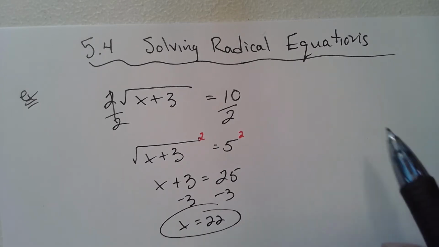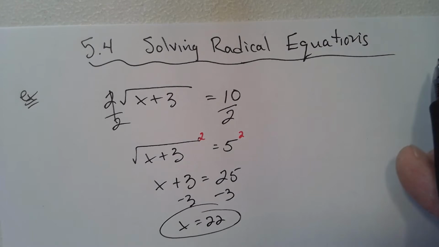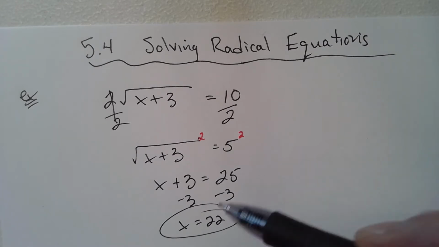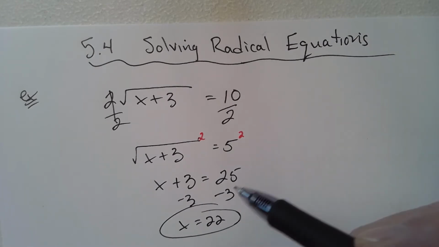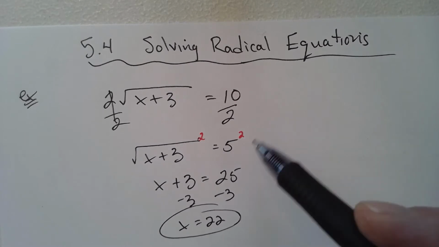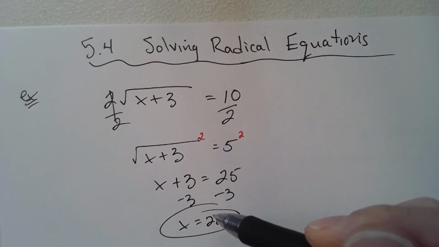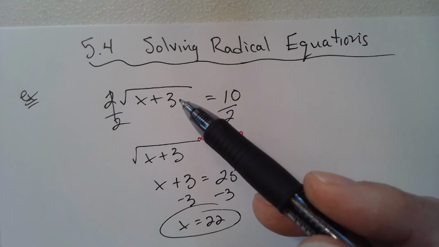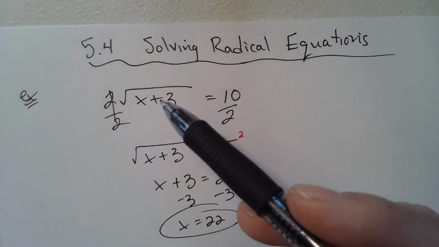Now there's going to be solutions that don't turn out to be actual solutions. They're called extraneous solutions. An extraneous solution is when you do all the algebra correctly, but if you plug it back into the equation, it does not produce a true statement.